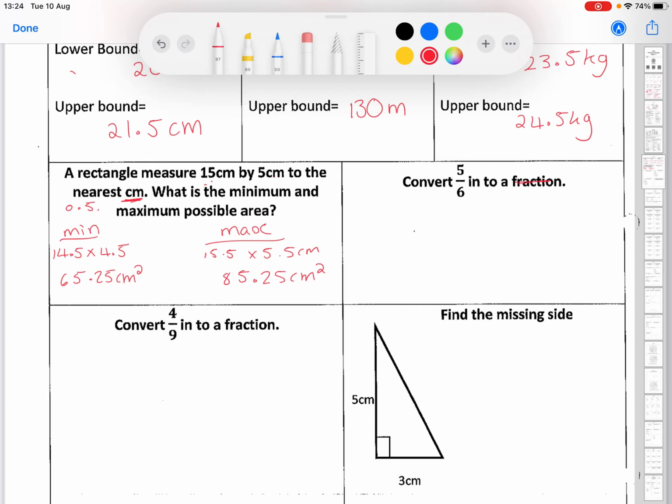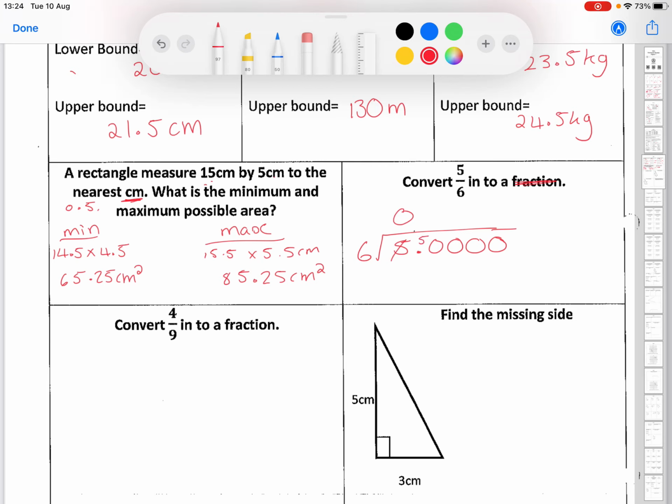Right, next one we're converting to a fraction. I think that's meant to say decimal. So we're going to go, how many times does 6 go into 5? Now 5 can carry on as an invisible decimal with lots and lots of zeros. It is going to be a recurring one. So how many times does 6 go into 5?